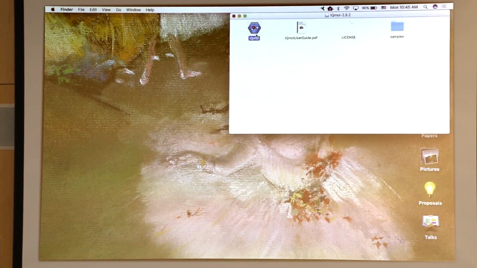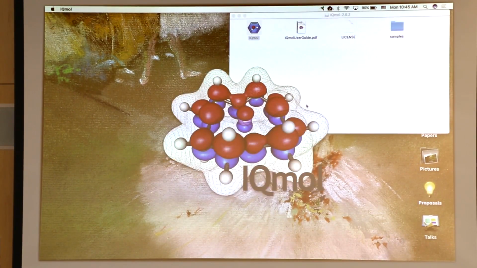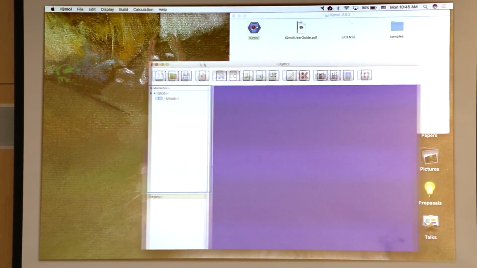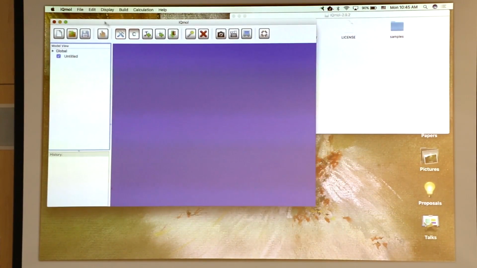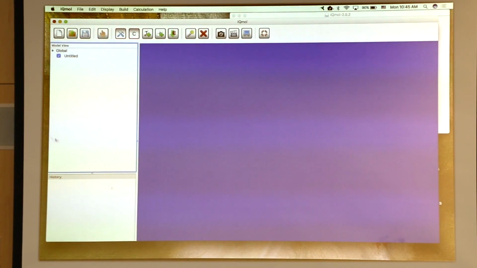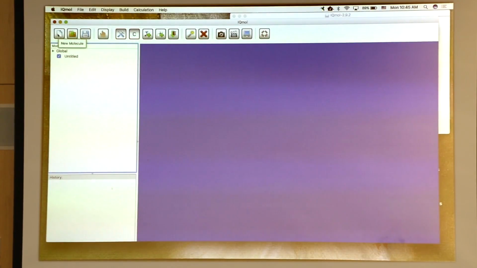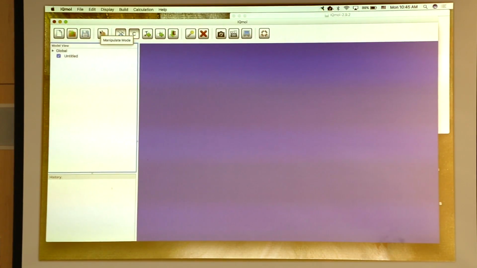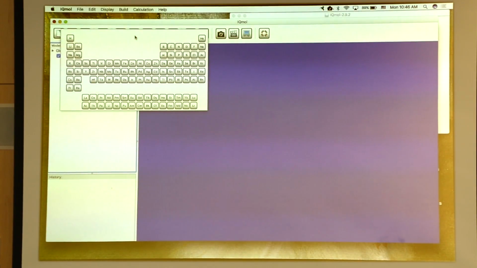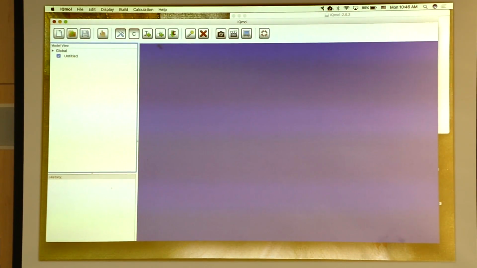So there's this GUI called iQmol. And when you open it up, it gives you a window that looks like this. There's a few things here. There's an open file, you can create a new file, you can open a file, you can save something. You can move something around after you've built it. And then these are the build tools over here. This just says build, turns it into build mode. If I click on this, I can choose any atom in the periodic table. Right now it's on carbon.